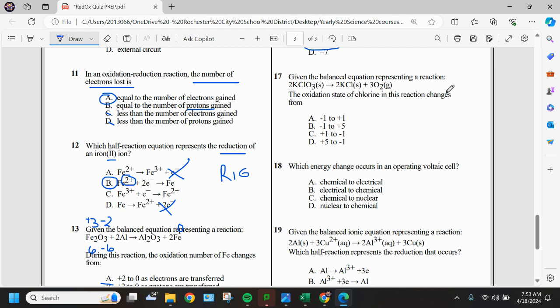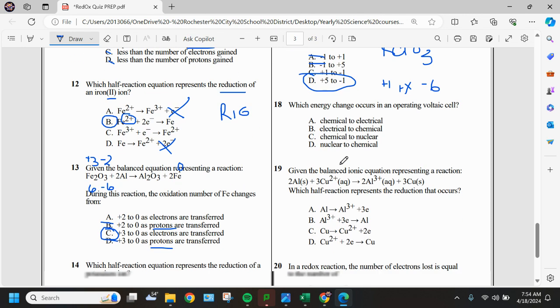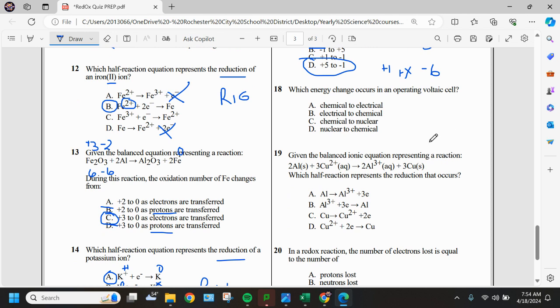Oxidation state of chlorine in this reaction changes from, this one's a toughie. So here I know it's a -1 right off the bat. K is a +1, chlorine's a -1, so that gets rid of A and B. So now I got to figure out this guy, KClO3. We know K is a +1. Oxygen is a -2, which is a -6. That gives me my X in the middle has got to be a 5. 1 plus 5 is 6. 6 minus 6 is 0. So 5 to -1. There we go. That's my answer. A few more problems and we're done.